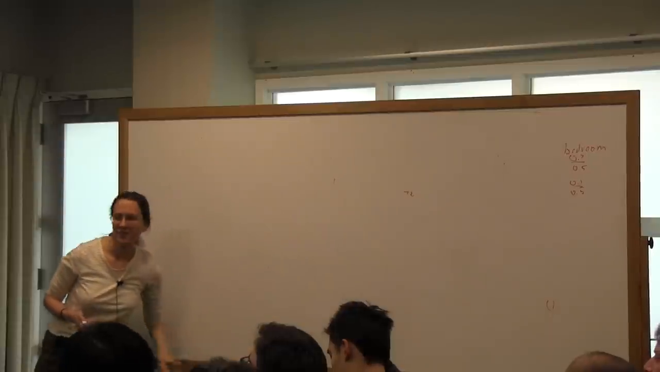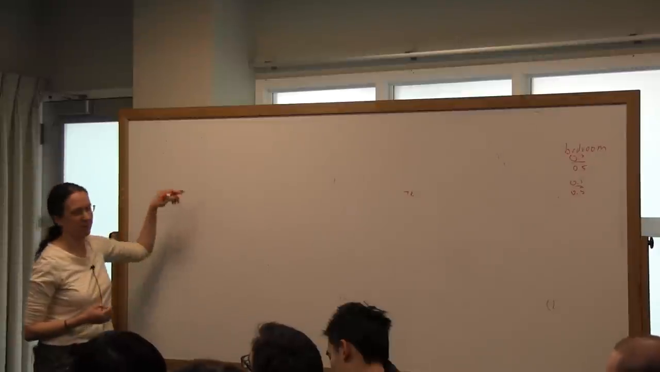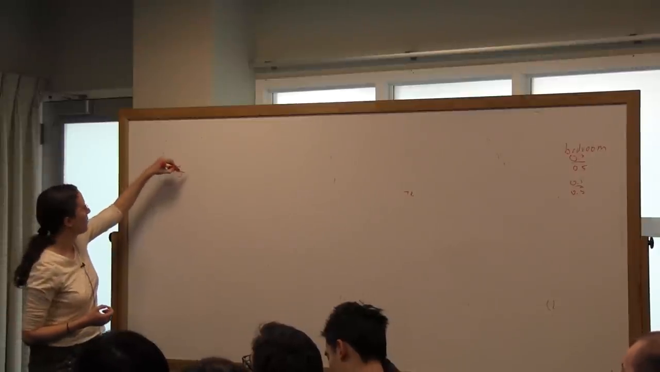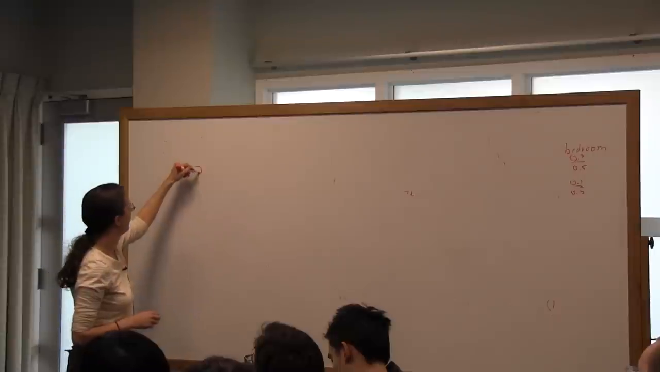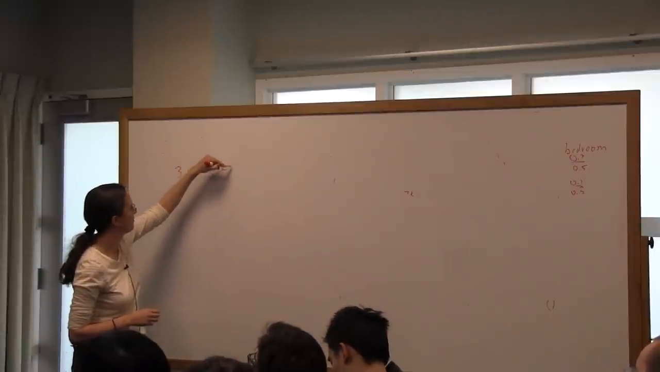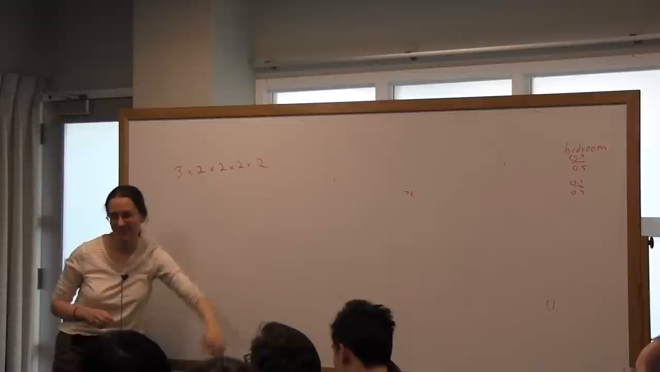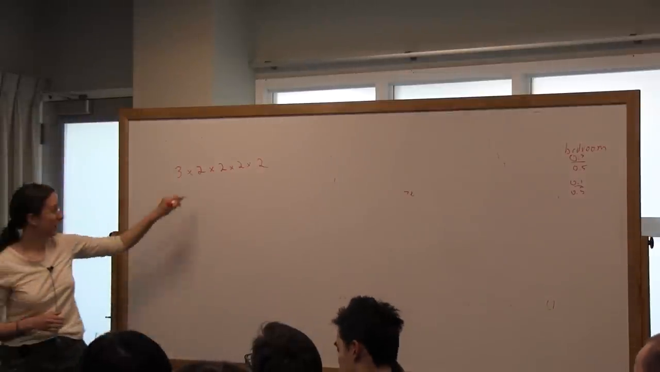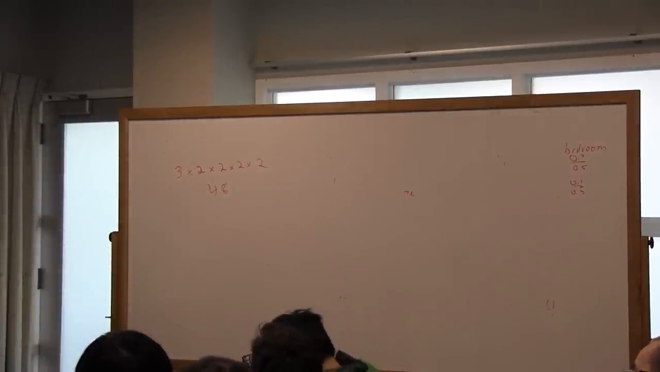So let's count. How many numbers are there for the A's? Three. How many numbers are there for the B's? Two. What about the C's? Two. D? Two. And E? Two. So 48. Is that really how many? Yeah, it's a little tricky. So there's 48 numbers in the table.